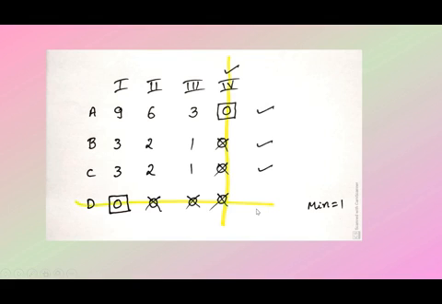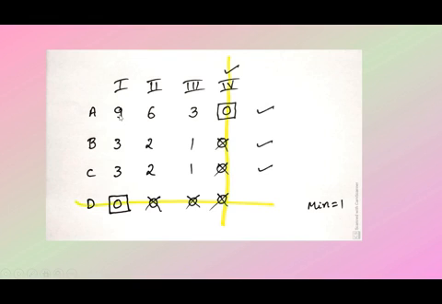Once this is done, what is the next step? Out of the remaining uncovered elements, find out the minimum value. Which is the minimum value out of these uncovered elements? 1. So I write the minimum value is equal to 1. So what am I supposed to do now? Subtract this minimum value from all uncovered elements.